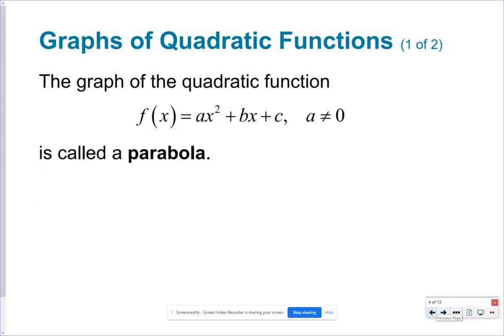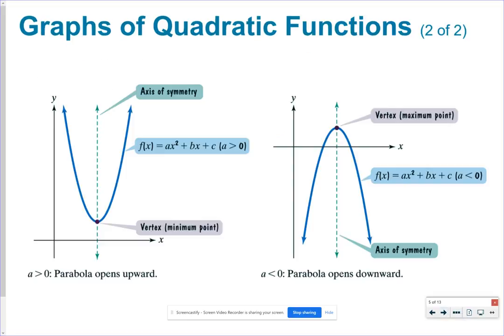Okay, so here we go. Graphs of quadratic functions. We have a function, f of x equals ax squared plus bx plus c. Remember, this is a quadratic if a is not 0. And the graph of that is called a parabola. And we're going to look at, in our next slide, what a graph of a quadratic looks like.